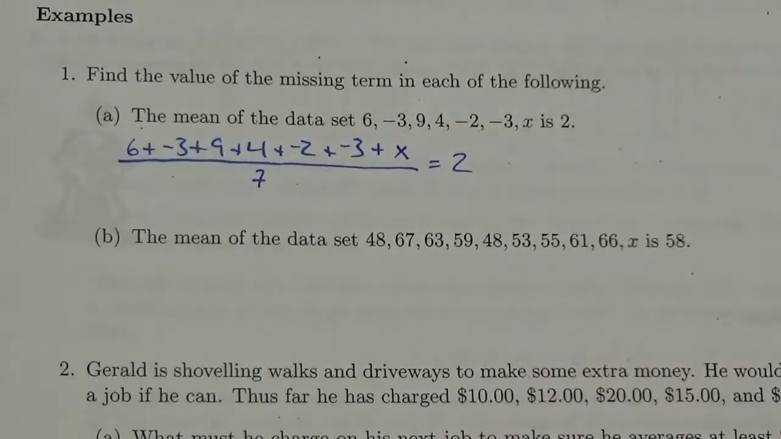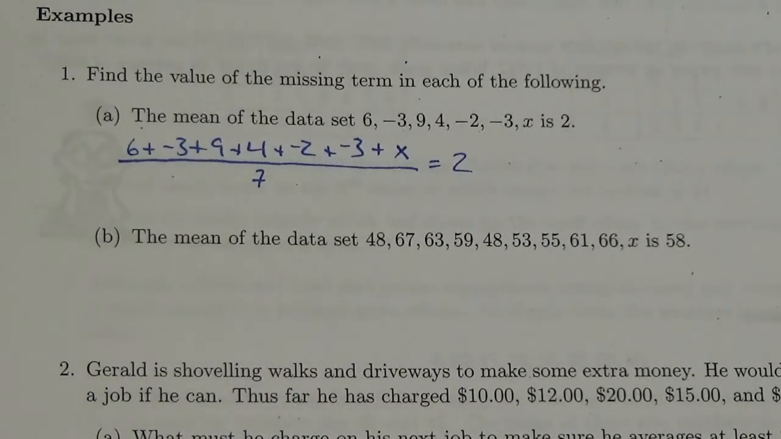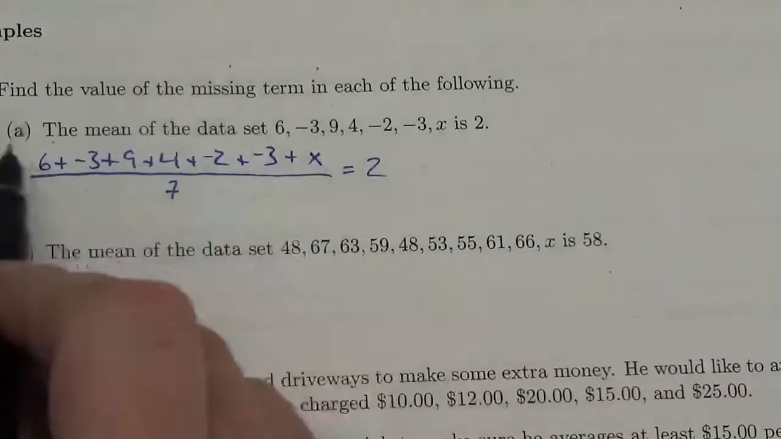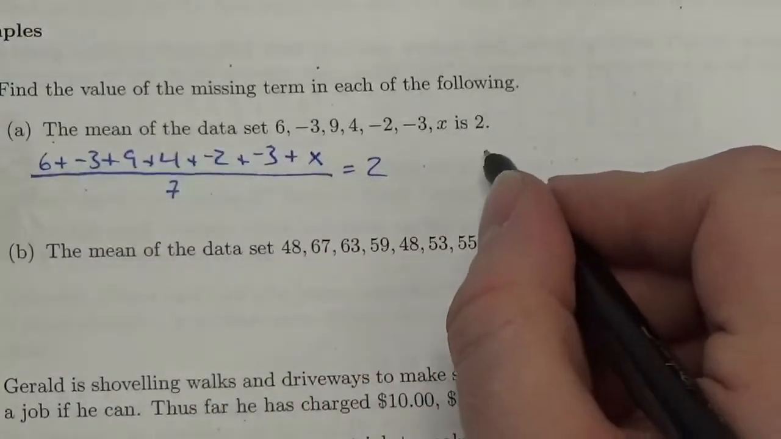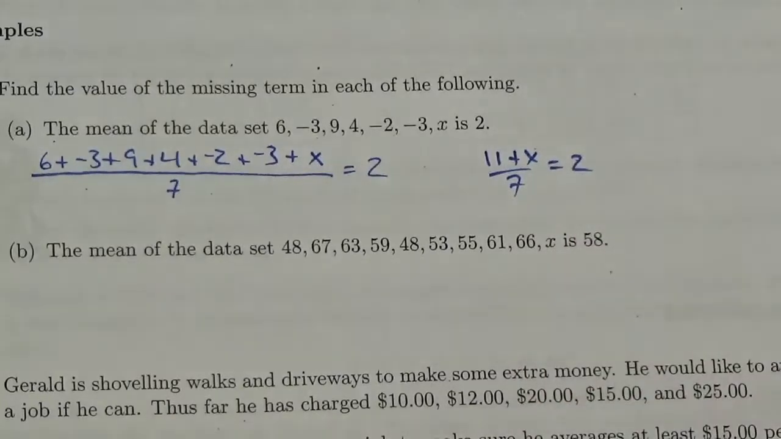So what I'm going to do to start off with, because I'm a little bit lazy here, is clean this up. I'm going to add 6 plus negative 3 plus 9 plus 4 plus negative 2, sorry, I entered that wrong, plus negative 2 plus negative 3 equals 11. I'm just going to add up the numbers that I can see here. That becomes 11 plus x over 7 is equal to 2.